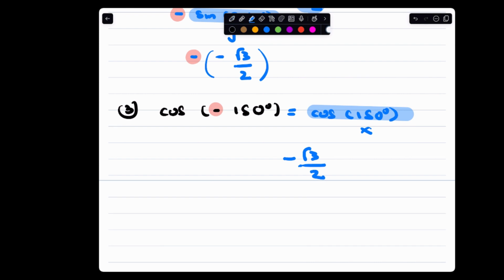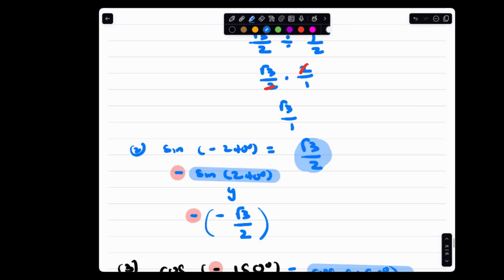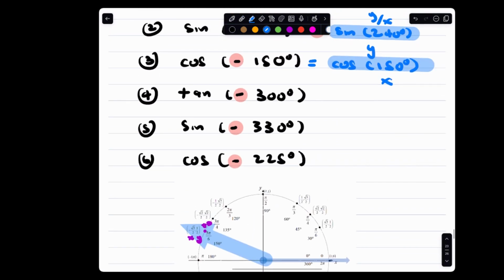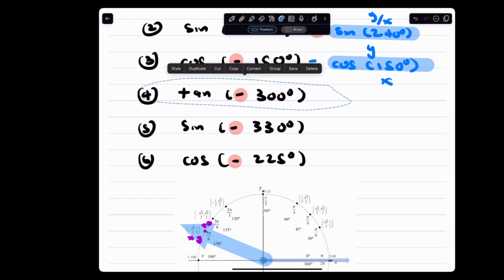And we don't have to put a negative sign. There you go. Easy peasy lemon what? Squeezy. What do you guys think about number three? Not too bad? Number four. Let's bring this down. Number four.